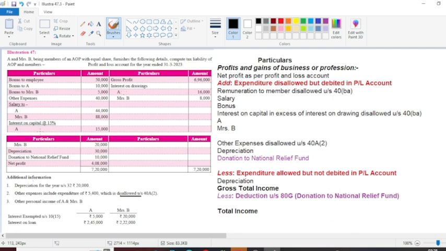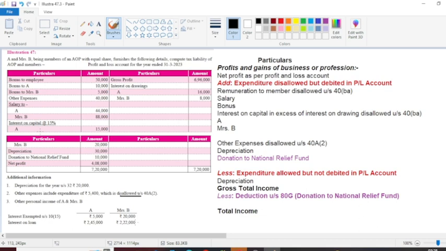Here is the additional information. Depreciation for the year under section 32 is 20,000. Other expenses include expenditure of 5,400 which is disallowed under section 40A clause 2. Other personal income of Mr. A and Mrs. B is exempted interest of 5,000 and 20,000, and interest on loan is 2,45,000 and 2,22,000.